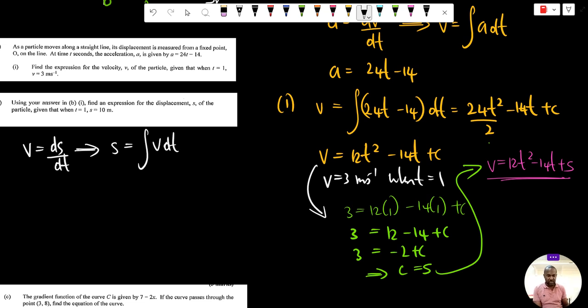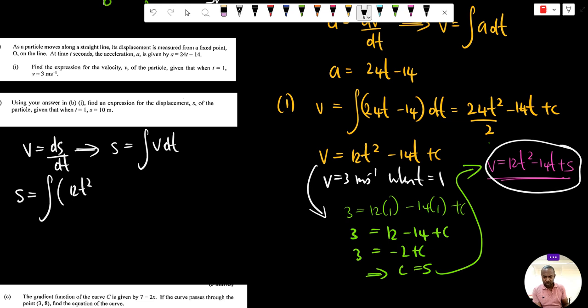So v is equal to ds by dt, and this therefore means that s is equal to the integral of v dt. So we will integrate this expression that we just found over here to find an expression for the displacement s. So say s is equal to the integral of 12t squared minus 14t plus 5. And we integrate with respect to time, and so we see that s is equal to 12t cubed divided by 3 minus 14t squared divided by 2 plus 5t.